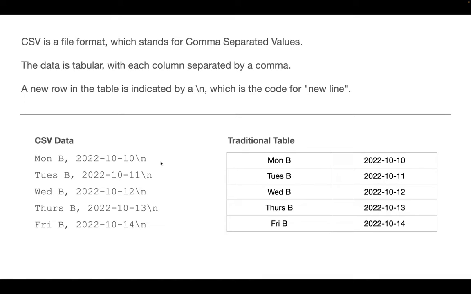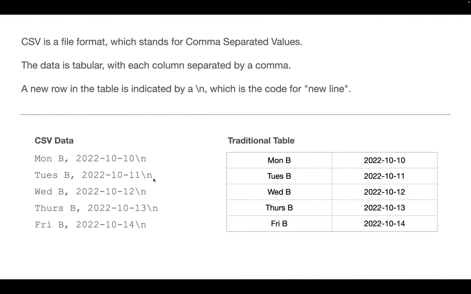So you can see here I have got Monday B on the 2022-10-10. That comes into two columns in a traditional table due to the comma that separates the two elements of data for our table, so two columns. Each row in the table is indicated by a /n, which is the code for new line. So you can see here there's one row for a new line, another for a new line, matching with our traditional table data.